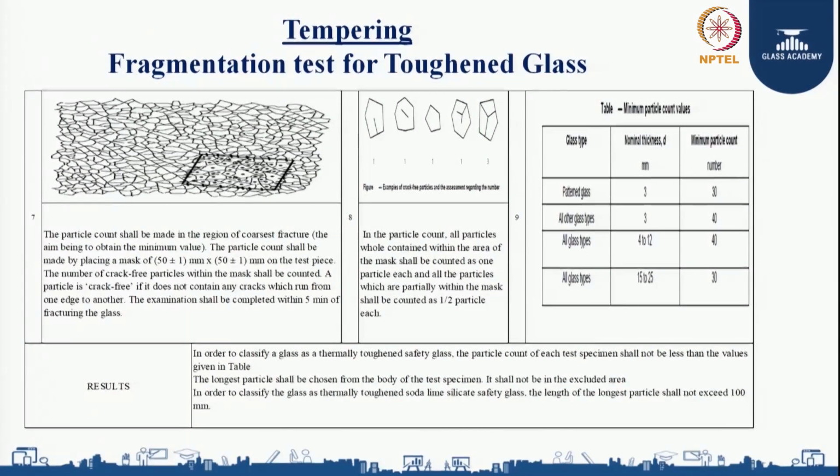Now, how are you going to get the conclusion? After my breakage, I am going to get fragments in this particular pattern for a toughened glass. The particle count shall be made in the region of coarsest fracture, the aim being to obtain a minimum value. So after breakage I should select an area where my fragments are in the minimum range. The particle count shall be made by placing a mask of 50 mm by 50 mm on the test specimen. You can see in the figure, we have marked a 50 by 50 mm area on the glass.